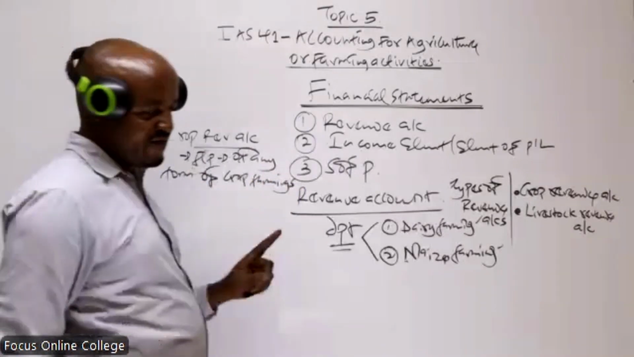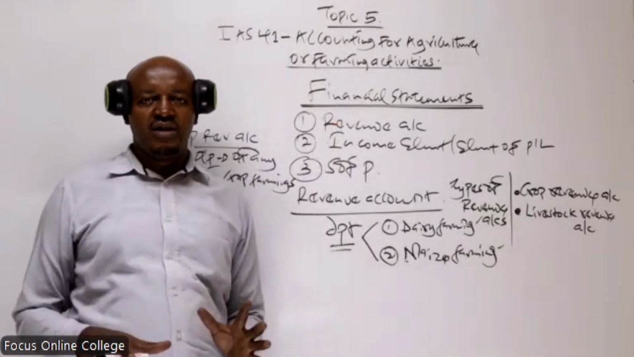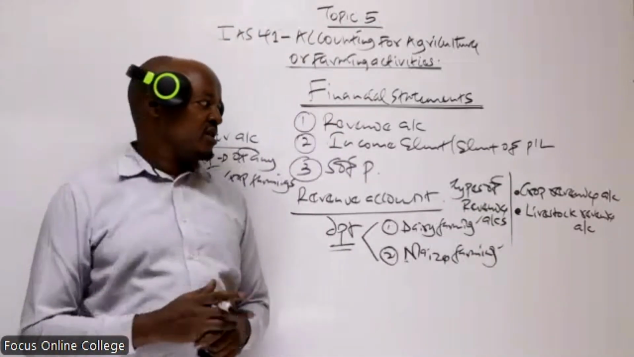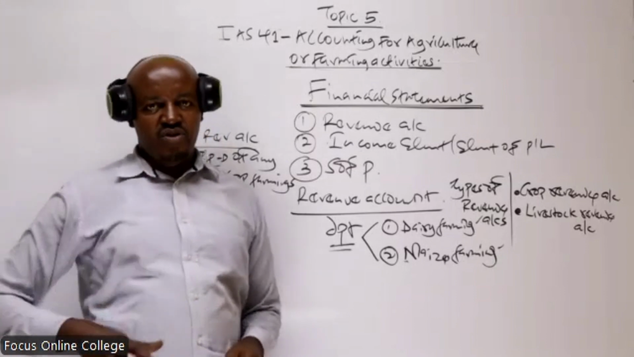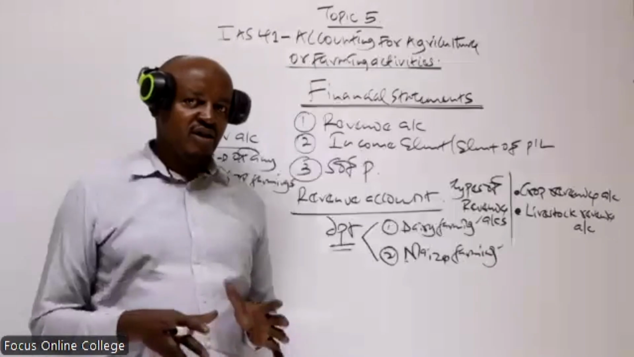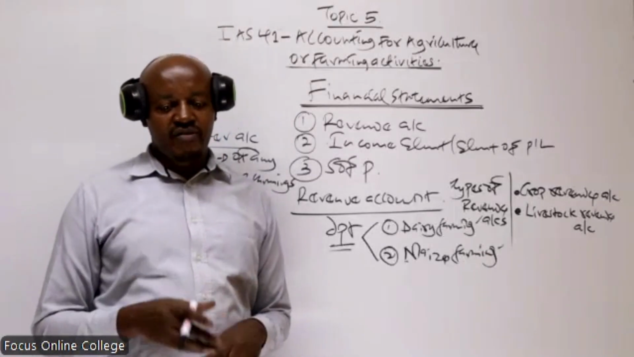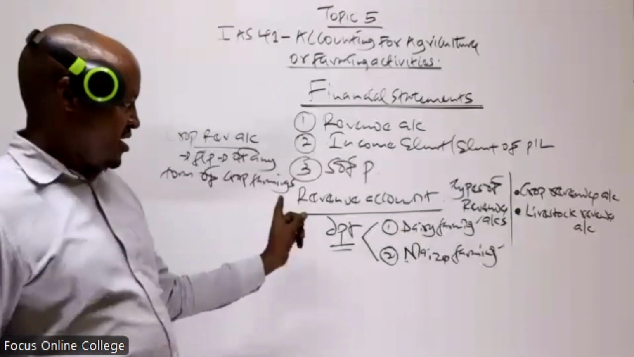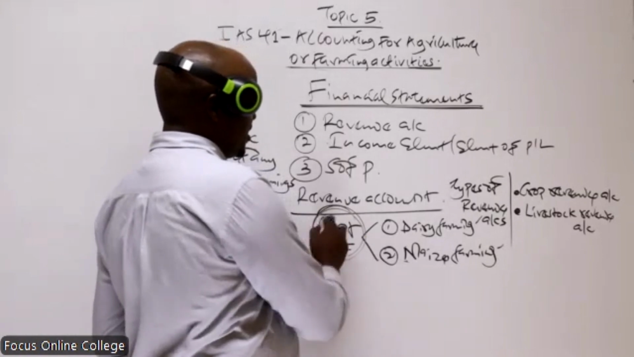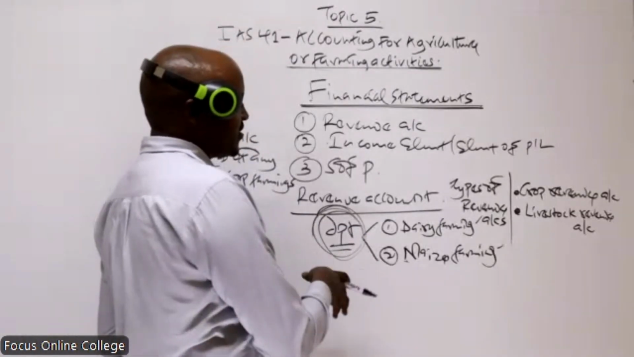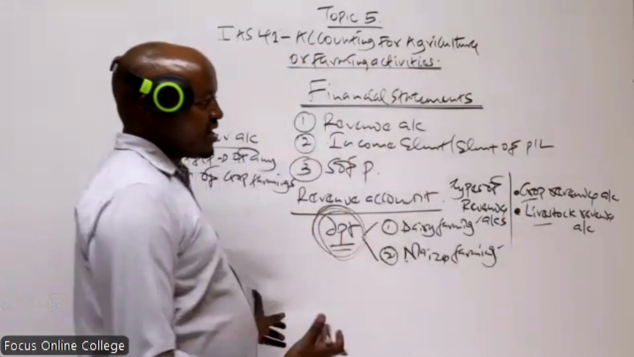On the other hand, if a farmer or an entity is involved in any form of livestock keeping, he needs to prepare something called the livestock revenue account. If you have a company which is involved in dairy farming, you have to prepare a revenue account which is called the livestock revenue account. So what is important is that the revenue account is prepared to determine the performance of different departments within a farming business, and we have two types: the crop revenue account and the livestock revenue account.